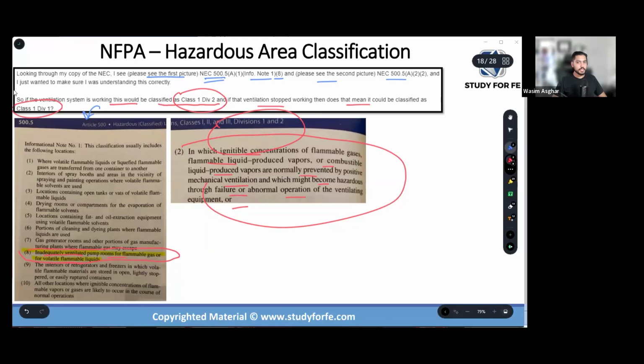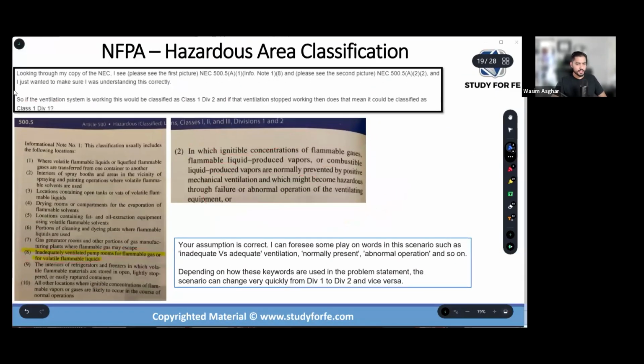And how would you classify it, as class 1 div 2 or div 1, if we have ventilation present? Div 2 is low probability and div 1 is the high probability. Correct? If you have ventilation present, then this would be div 2. We don't expect the gases or whatever the source of the hazard is to be around. Only when the ventilation breaks down, then it becomes a div 1. So my response to the student was that, yes, your assumption is correct.